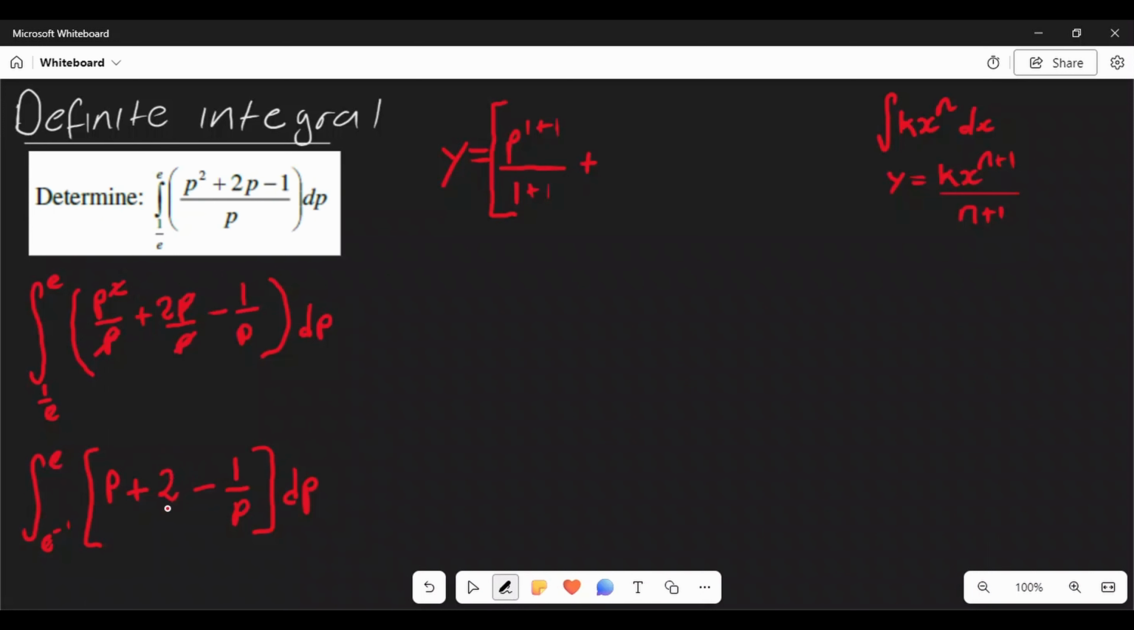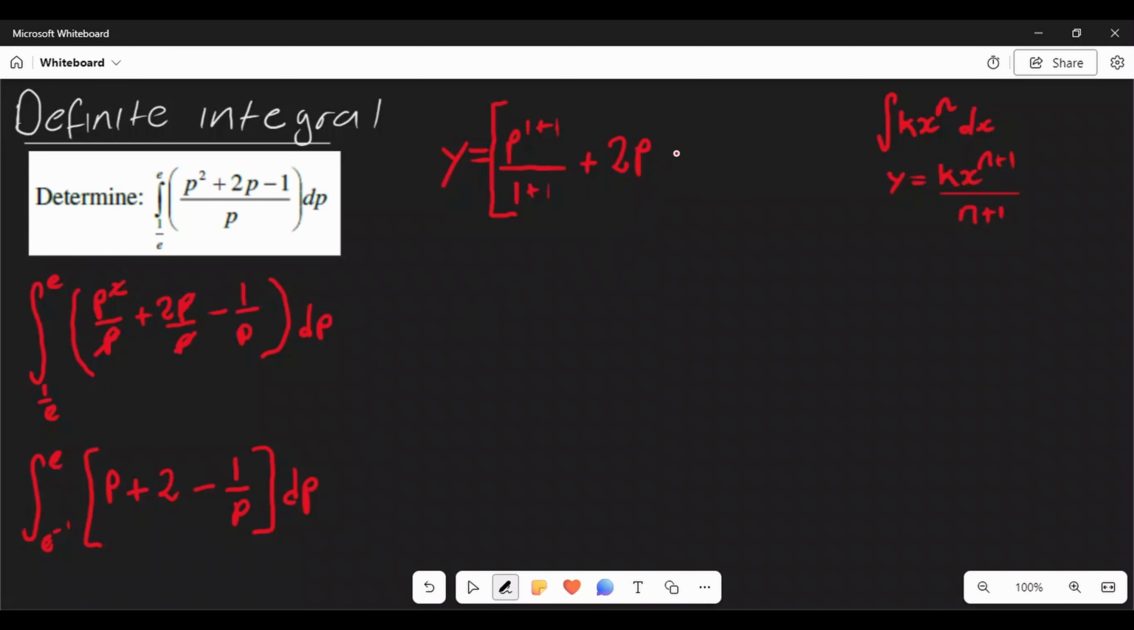But what happens here is when you have a term like that which looks like a constant, you just multiply by the variable that we are integrating in terms of. In this case, we are integrating in terms of p, so 2 is going to be multiplied by p to make our life easier. Right, so we come to this one here, the last term, negative 1 over p.